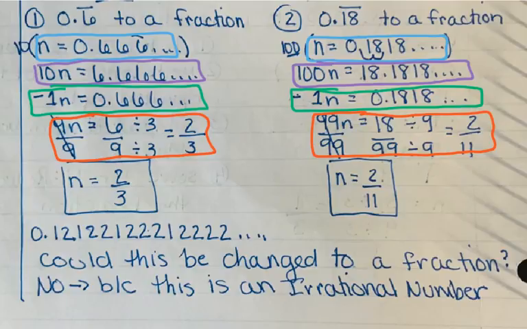And then our final one: could 0.1221222... be changed to a fraction? The answer would be no. The reason is that this is not actually a repeating decimal. It has a pattern, but I cannot put a line over the 1, 2 and have that be the continuous repeating part. So this is actually an irrational number. Irrational numbers cannot be turned into fractions. Only rational numbers can. At this time you are ready to move on to your assignment.